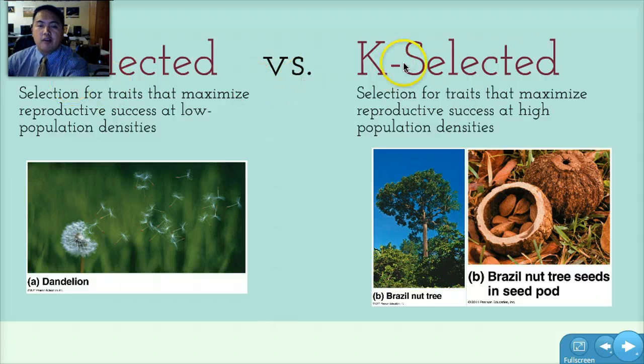That is different from K-selected, which means they select for traits that maximize reproductive success at high population densities. So again, these are like mammals. We're talking about animals and organisms that don't reproduce a lot. So we're talking about a Brazil nut tree, or these Brazil nut trees in a seed pod. You may notice that the traits that they have are very specific, so that they do live for a very long time, which is different than R-selected.